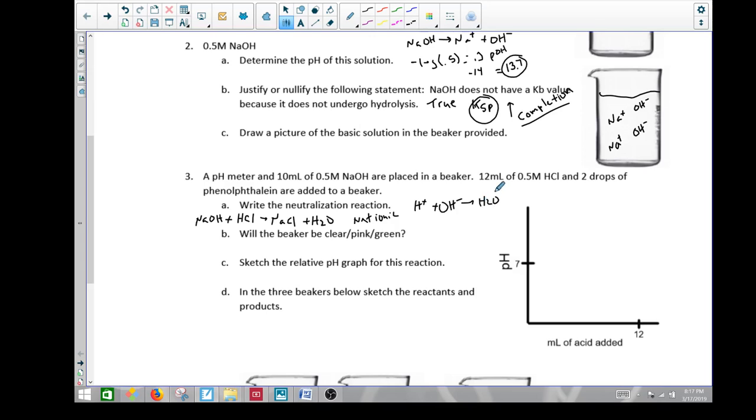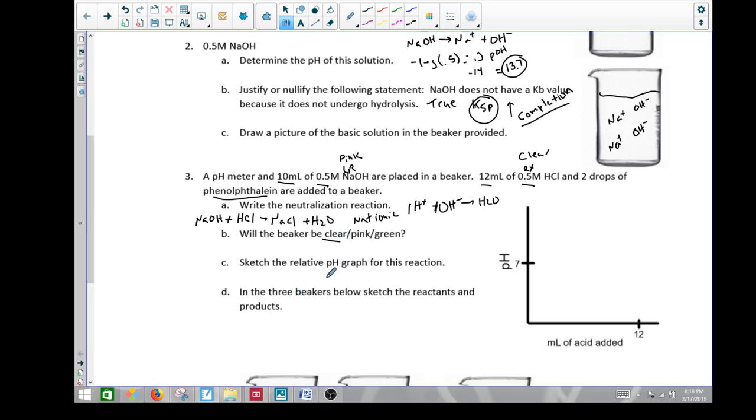All right, would it be clear, pink, or green? Well, we've done some stuff with phenolphthalein in the past. We have 10 milliliters of 0.5 molar base and 12 milliliters of 0.5 molar acid, and they react in a 1:1 ratio. So who wins out here? 12 milliliters of 0.5 molar acid. So looks like this is the limiting reactant, no, the base is. And therefore, there is excess acid, and we should therefore be acidic in the end. And phenolphthalein is pink in base and clear in acid. So this would be clear.